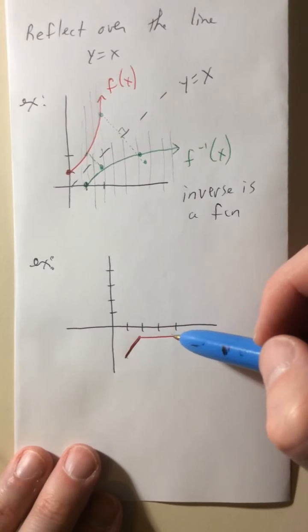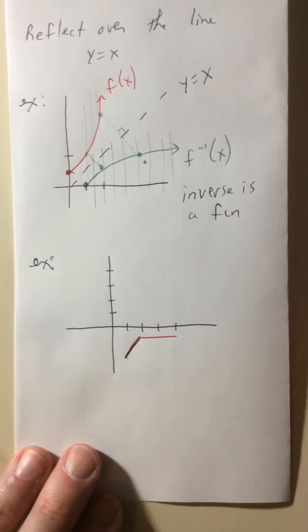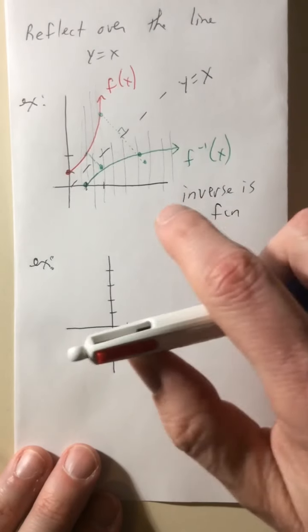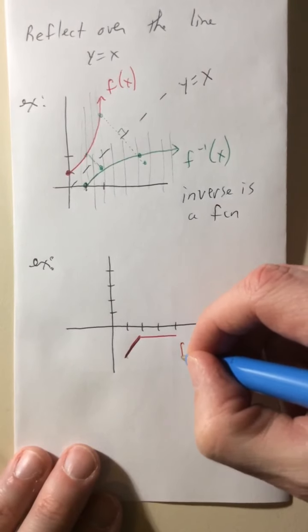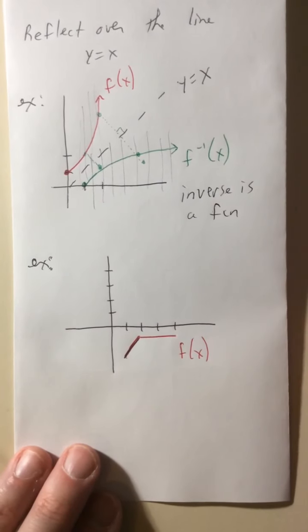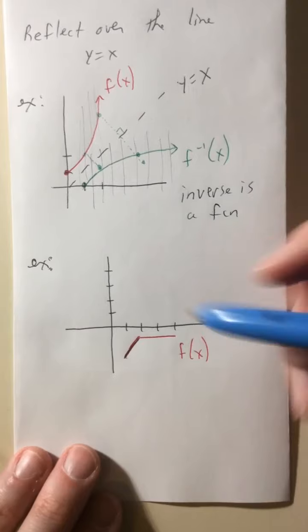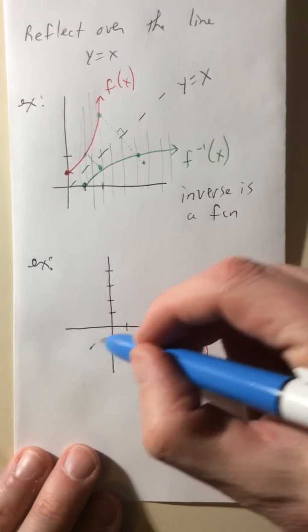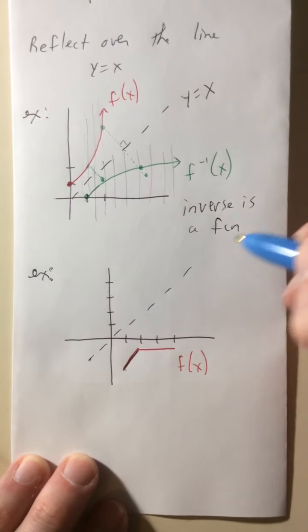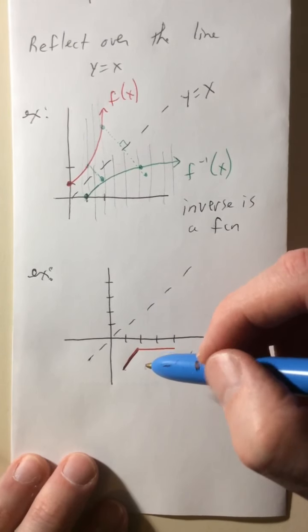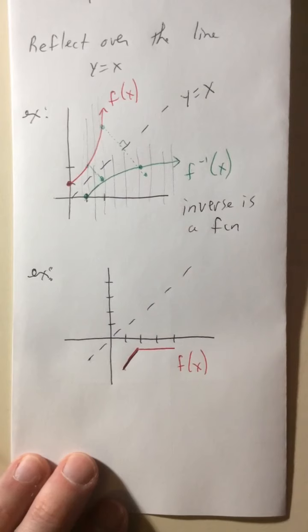All right, so again, now we have this odd little shape right here. And so there is our original function. So this is f of x. And again, we want to flip this over or reflect this over the line y equals x. And again, there aren't really any points for us to work with here, so we're just going to eyeball this onto the other side.